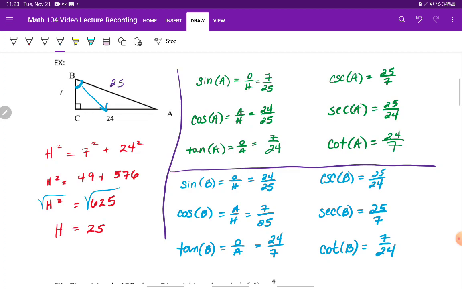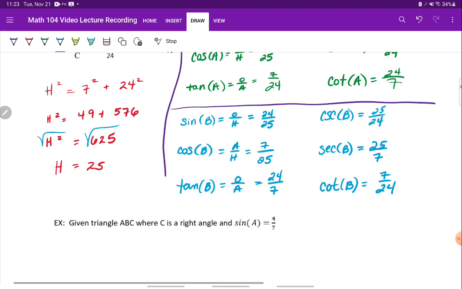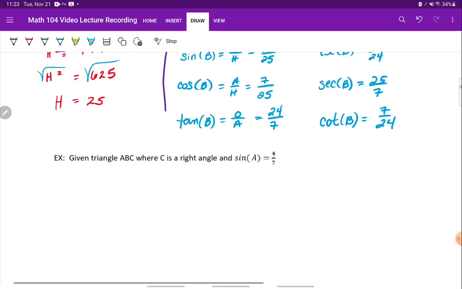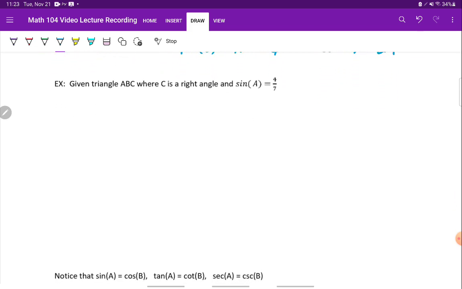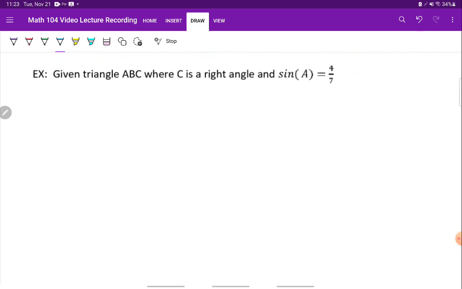Let's try another example. But really, it's no different. It's all the same definitions. We're just thinking of it more generically, like the opposite side or the adjacent side.